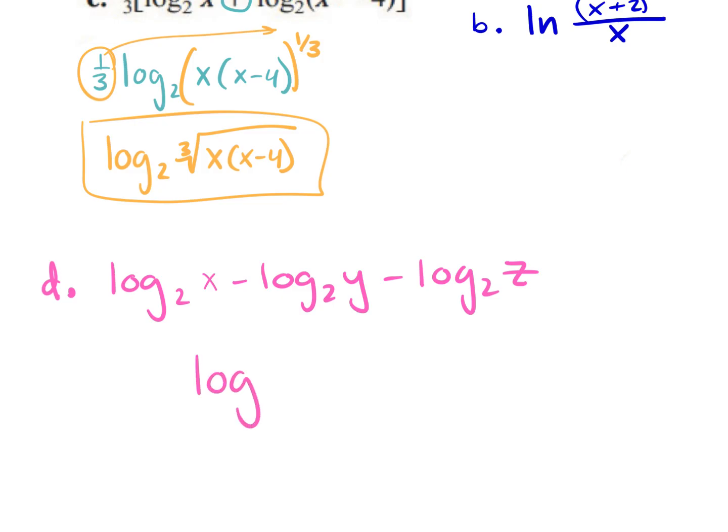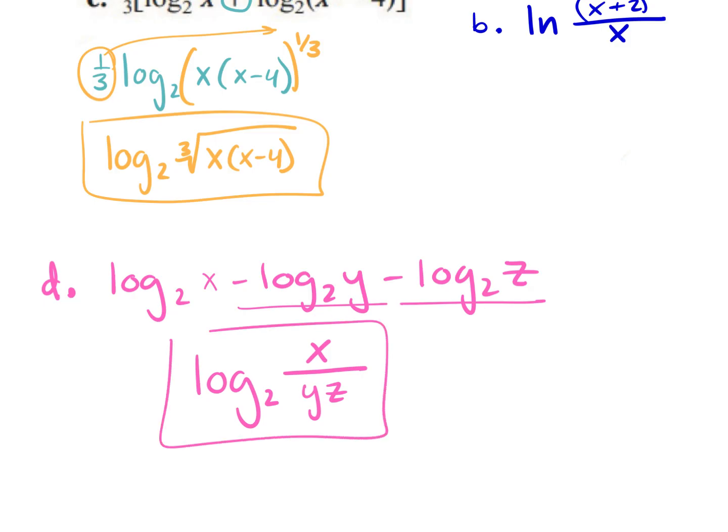So I have log base 2. The log that's attached to the x is positive, so x is going to go up top. And then in the bottom, we have y and z. So because these are both negative, they're both going to go in the denominator. So y and z. So this would be our answer.